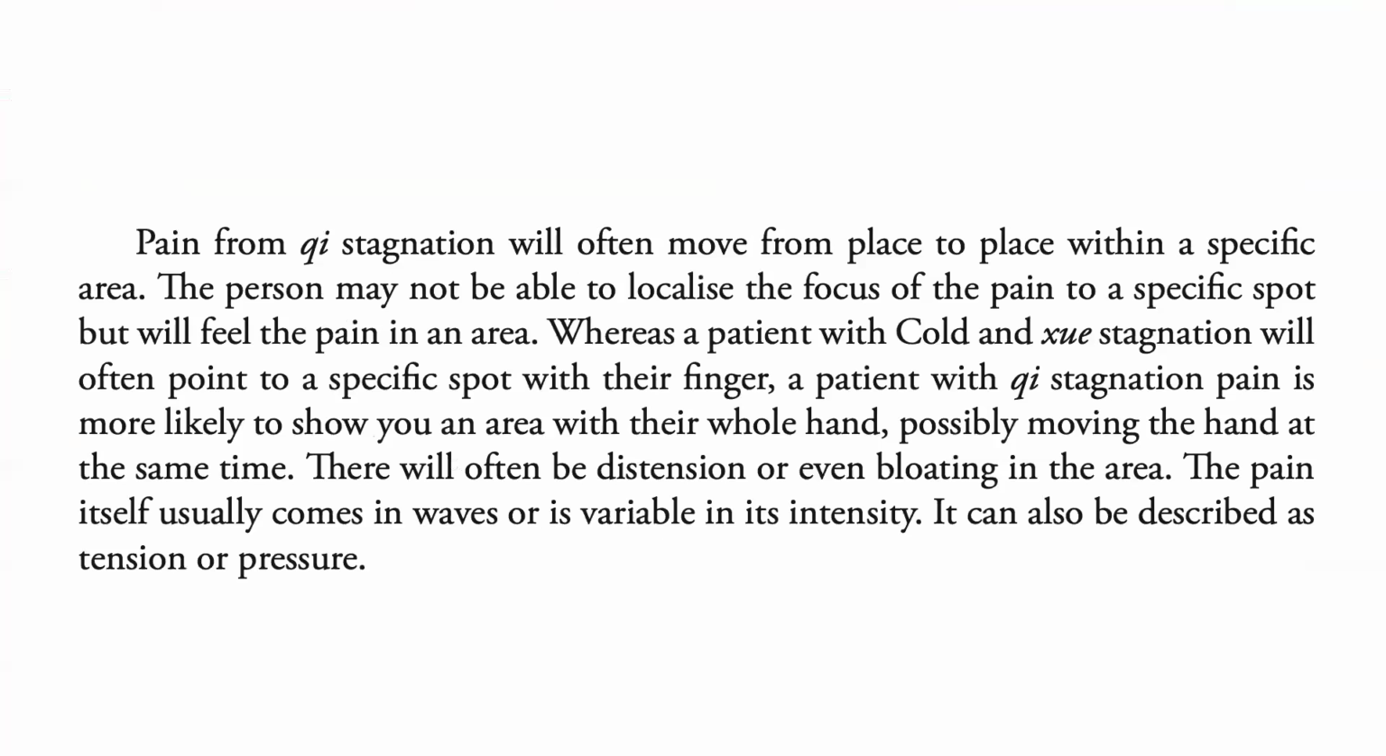Pain from qi stagnation will often move from place to place within a specific area. The person may not be able to localize the focus of the pain to a specific spot, but will feel the pain in the area, whereas a patient with cold and blood stagnation will often point to a specific spot with their finger. A patient with qi stagnation pain is more likely to show you an area with their whole hand, possibly moving the hand at the same time. There will often be distension or even bloating in the area. The pain itself is usually in waves or is variable in its intensity. It can also be described as tension or pressure.